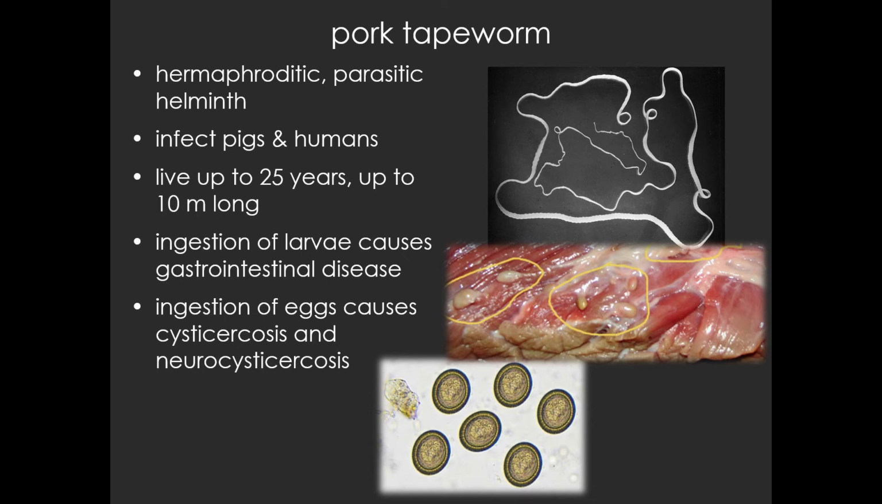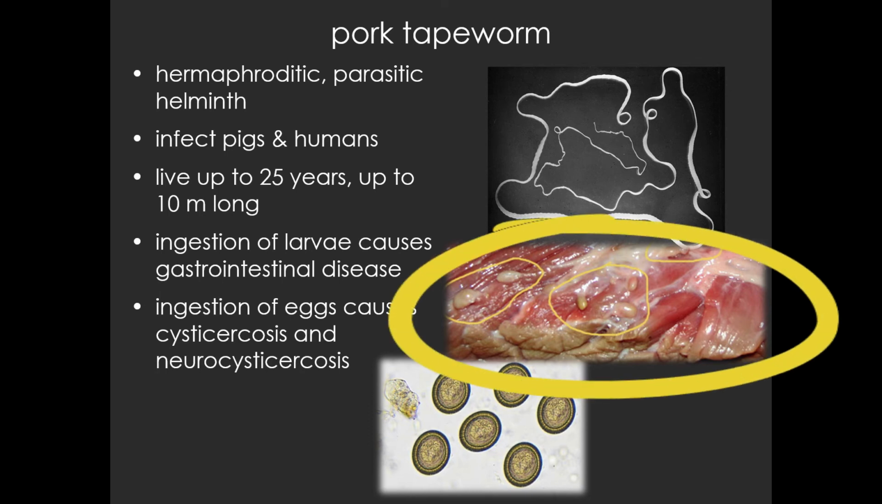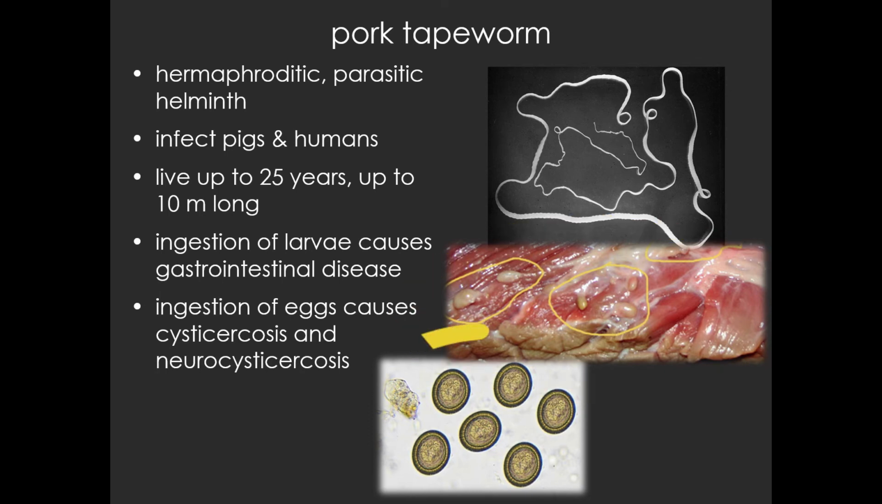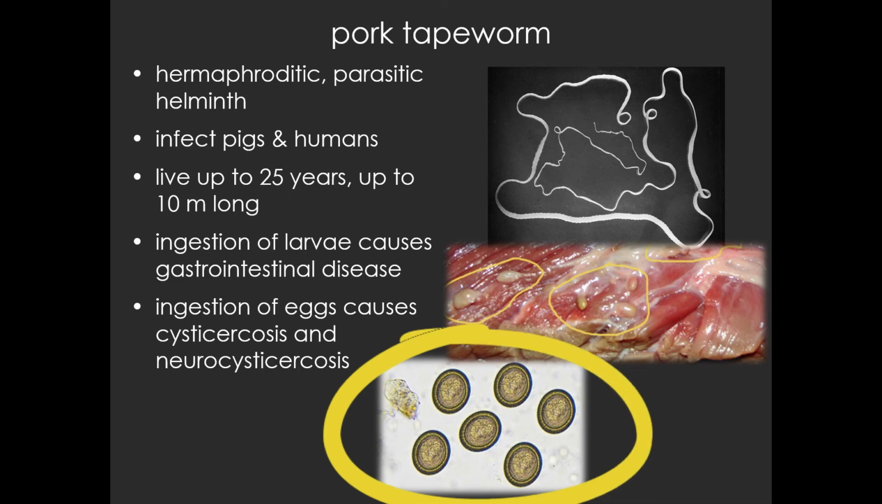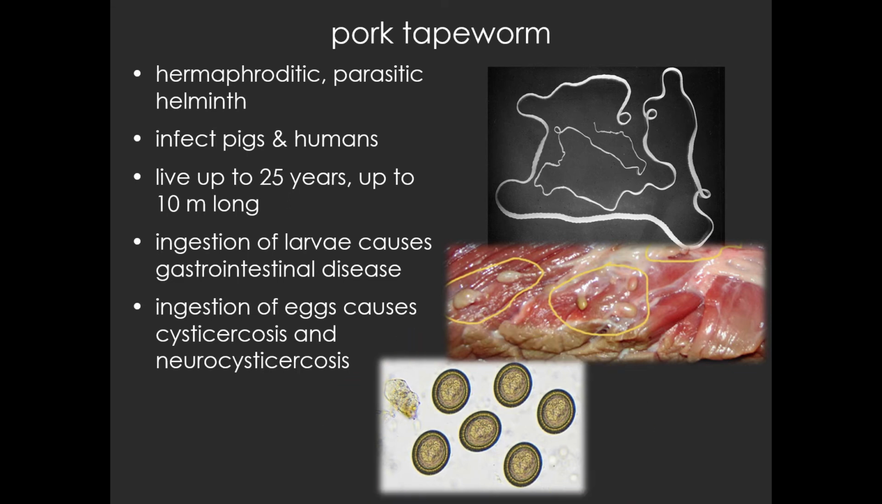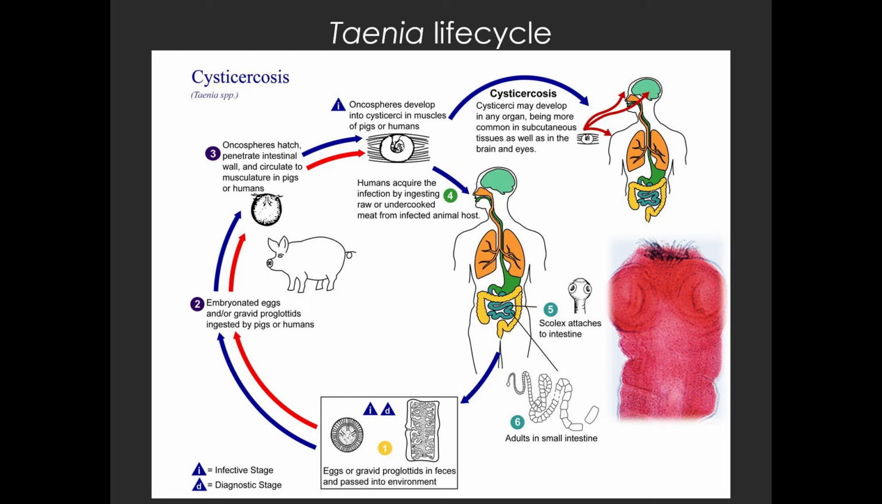It can live for up to 25 years in its host and grow up to 10 meters in length. The ingestion of larvae from infected meat causes gastrointestinal disease. Those larvae are shown with the yellow circles. And ingestion of eggs causes cysticercosis and neurocysticercosis. We will start with the pig.